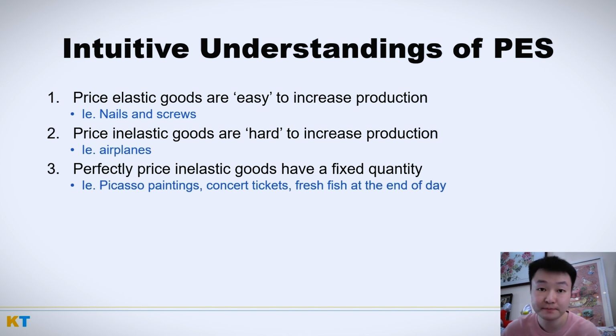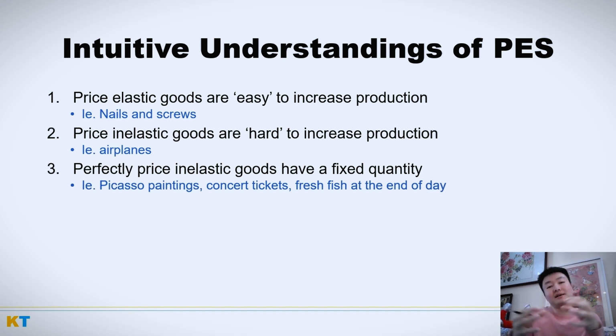Perfectly price inelastic goods have a fixed quantity. Quantity does not change. So all this depends on your time horizon, right? So Picasso paintings on an infinite time horizon will always have a fixed quantity. Why? Because Picasso's dead, okay? Concert tickets, right? Like if you're going to see a BTS concert or a Blackpink concert, right? The stadium has a fixed number of seats. And so that's an example of perfectly inelastic supply.